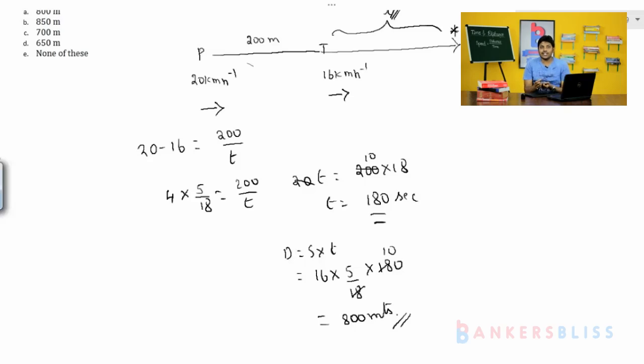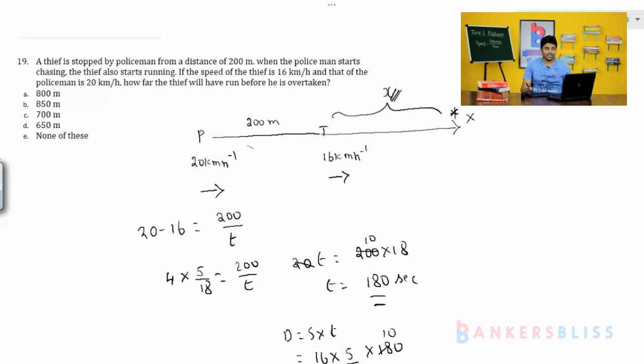With the help of the relative speed, I have identified at what time the policeman is going to catch the thief. At that time, both policeman and the thief have traveled. The speed of the thief we know, and the time taken we have calculated, that is 180 seconds. With the help of the data 180 seconds and 16 kilometer per hour, we have calculated the distance between the thief's starting point and the place where the policeman has caught him. So, the answer is 800 meters.